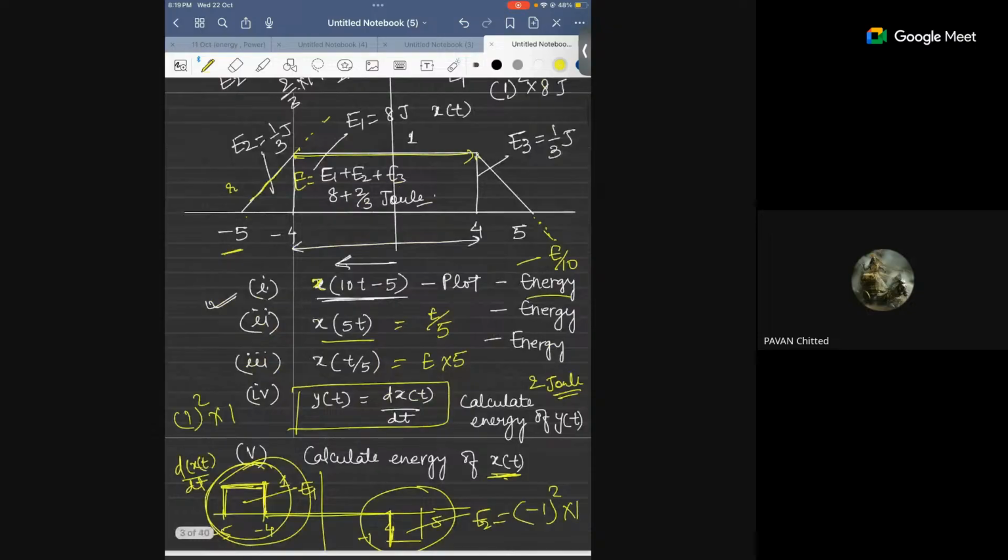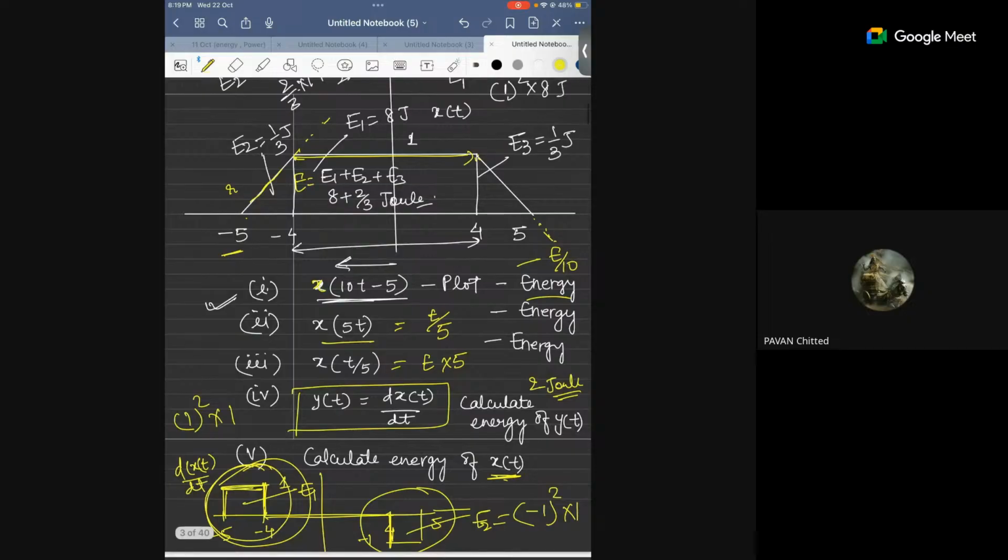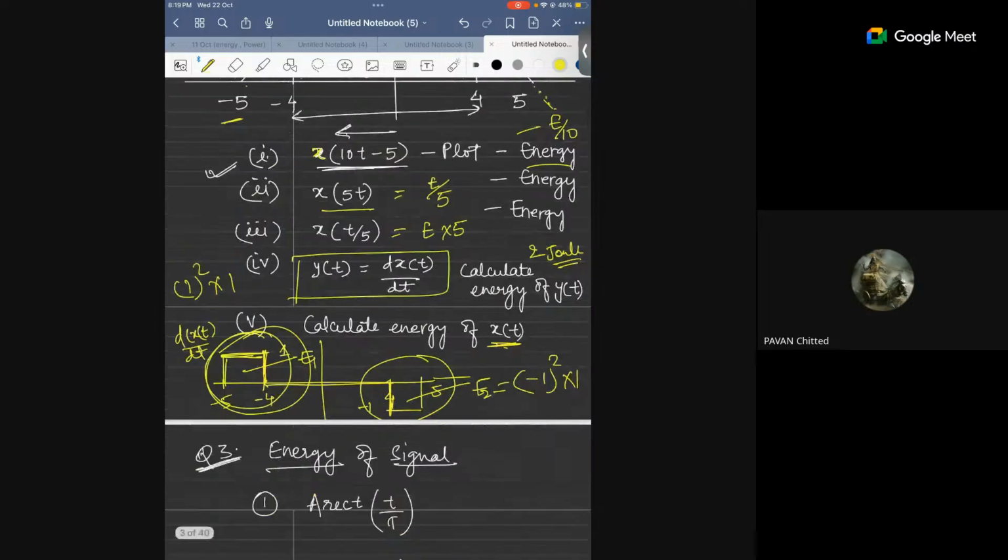So this type of problem can come as a comprehension, and it is highly prone to be asked in the quiz also. So you can just practice it out. Whatever has been taught in week 1 to 4, they can ask you scaling, shifting, everything, and energy also can be asked here. Is it fine to everybody?